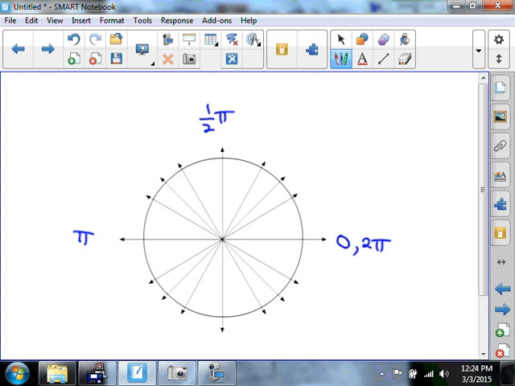1/2 pi. We don't write it like that. We're just going to write pi over 2, okay? So we're just going to write it as pi over 2.